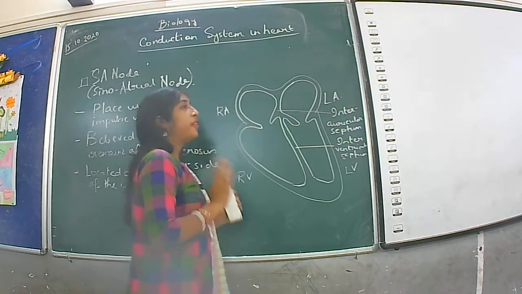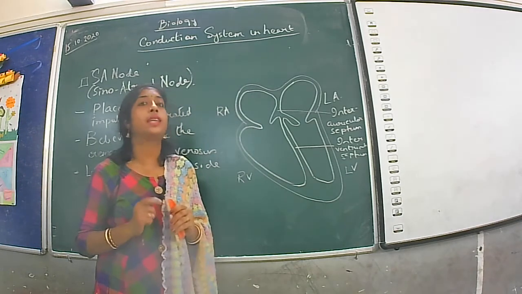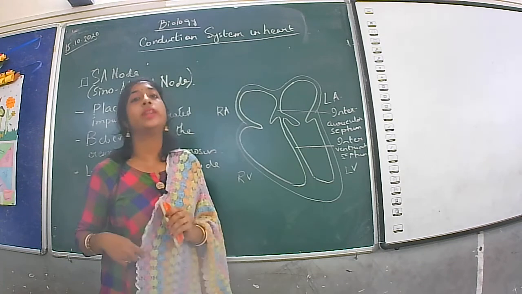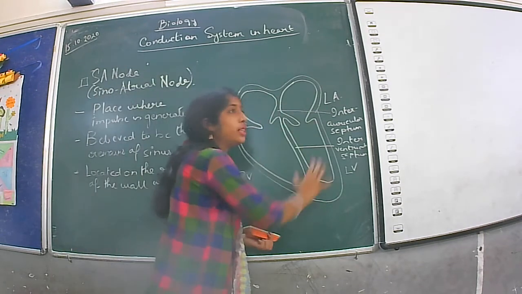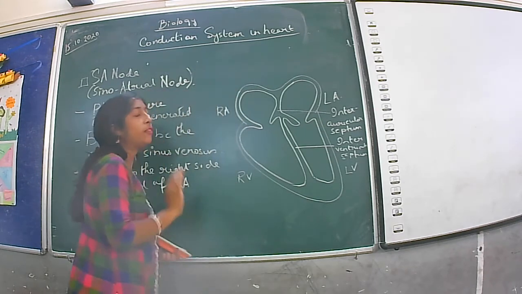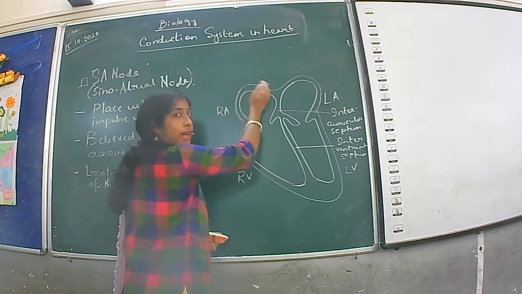Now, if I have to show you the position of the sinoatrial node, you have to assume this heart as a 3D structure. Okay. In the 3D structure, this is the internal structure. I cannot draw the 3D structure right here. Okay. What you have to assume is that the heart is this, and this is a 3D structure like this.